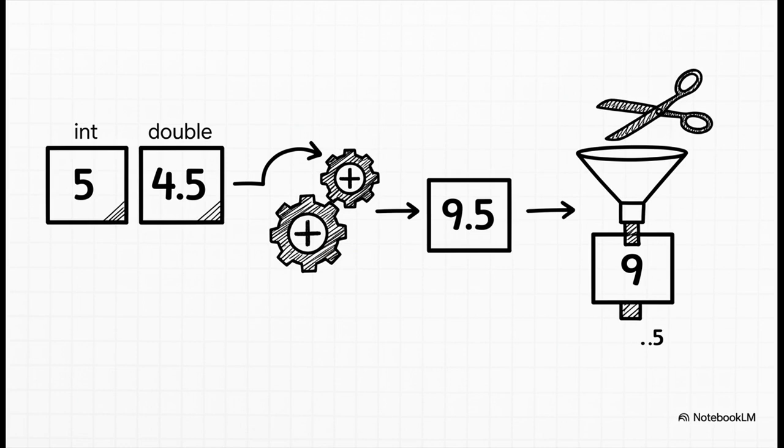This is like a hidden superpower of compound assignment operators. They perform what's called an implicit cast. Java does the math, gets 9.5, and then automatically converts it back to an integer by just chopping off the decimal. So x ends up as 9. If you tried this the long way, x = x + 4.5, you'd get a compiler error, no question.